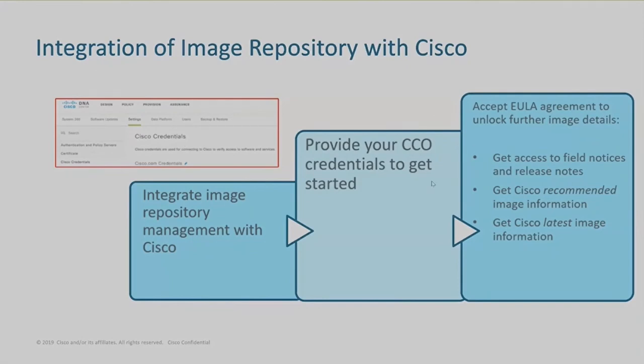Another thing that is required is for you to accept the EULA agreement on DNA. So provide your CCO credentials and accept the EULA. If you've ever downloaded any software from Cisco.com, as you go through that process, you get asked to accept the terms and conditions and that EULA agreement. So you don't have to go through that. You can do that once on your DNA, and from there on, if your CCO has access to download the images you want, then DNA does all of that in the background for you.